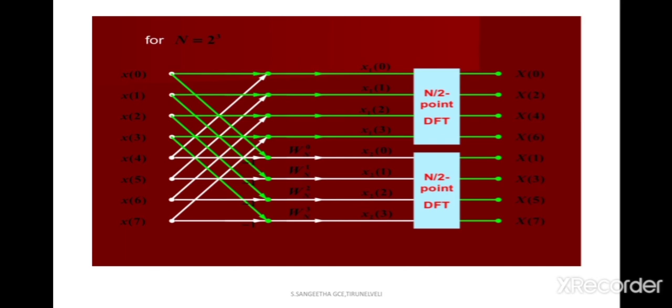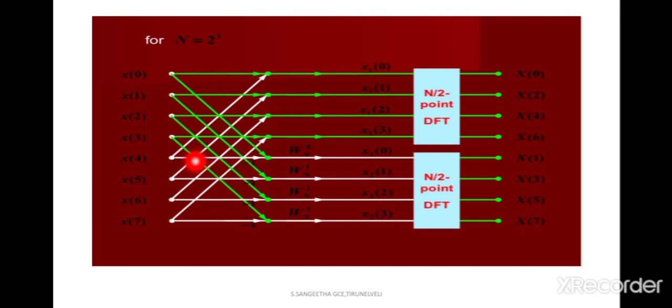So here we have a butterfly structure of the DIF FFT algorithm for N equal to 2 to the power 3, which means the value of N is 8. That is, we have values 0 to 7, and the given values will be x of 0 to x of 7. We have computed these values by using butterfly structures.